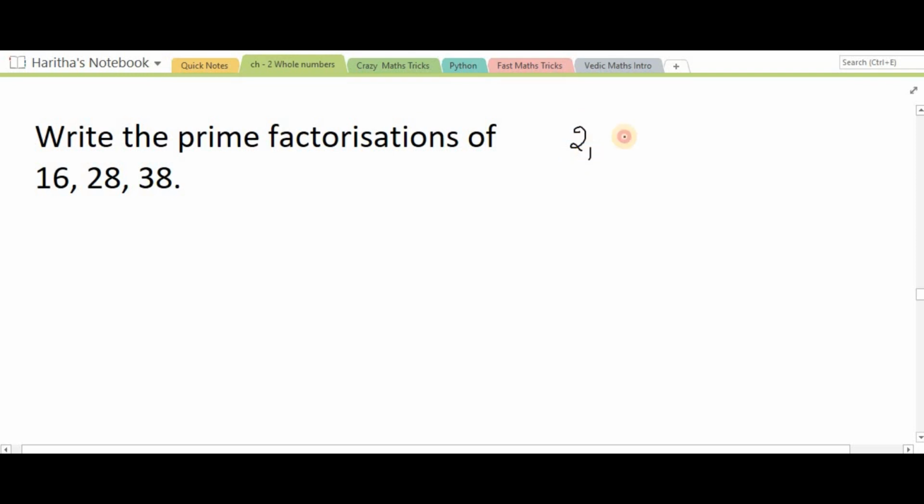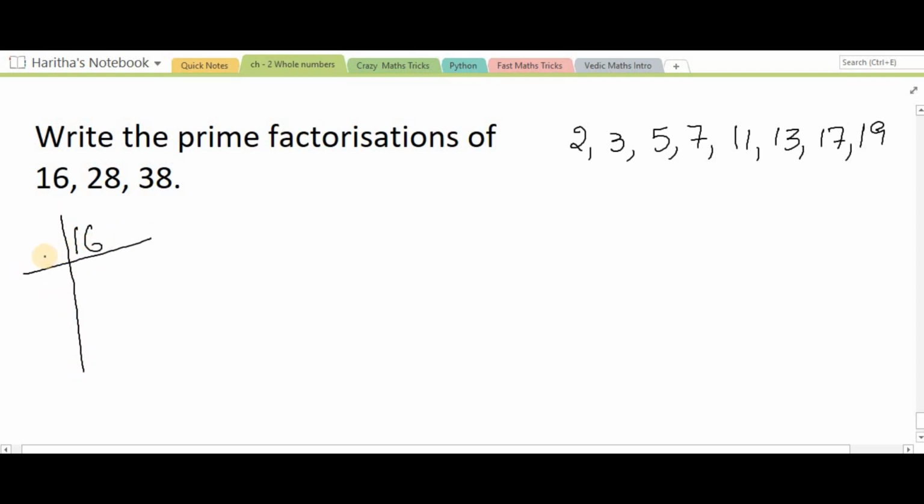Now I'm just writing prime numbers less than 20: 2, 3, 5, 7, 11, 13, 17 and 19. So friends, you have to remember all these prime numbers compulsorily, otherwise it is going to be a little bit difficult, but not exactly. So now, what is the prime factorization of 16?